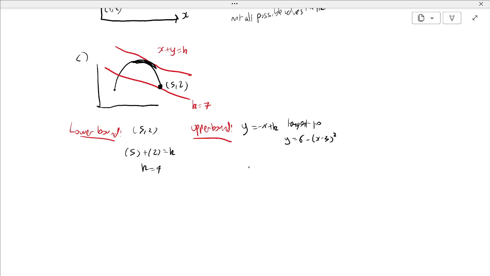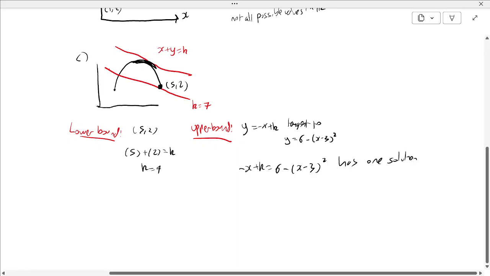How do you do that? Well, you solve them simultaneously. So you can sub in -x + k here. Because the line is tangent to the curve, it only has one solution. And when a quadratic has exactly one solution, we can use a discriminant. Maybe it's ringing a few bells here.